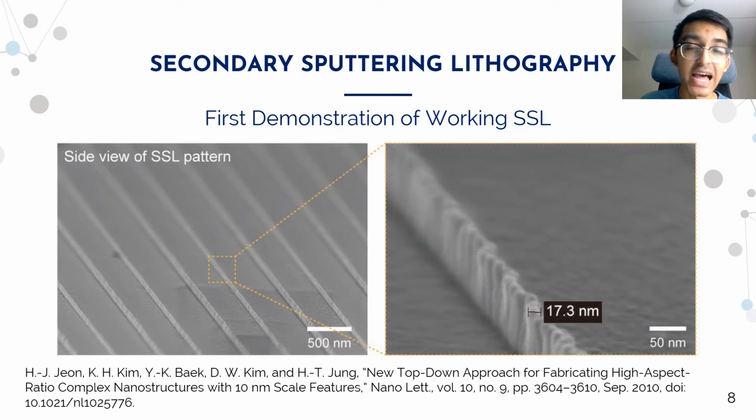This shows a side view of the fabricated ultra-thin platinum line pattern using SSL. And as can be seen, the line pattern fabricated is approximately 17 nanometers wide and 75 nanometers tall, with a spacing of 500 nanometers between each line. This demonstration by the authors truly showcased the potential of the method for fabricating ultra-high resolution and high aspect ratio 3D nanostructures over a large area.